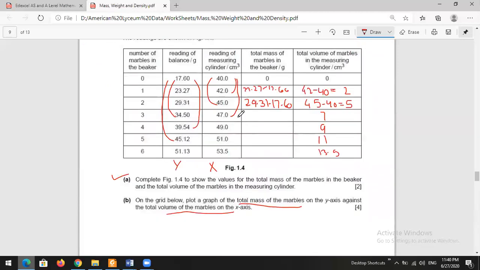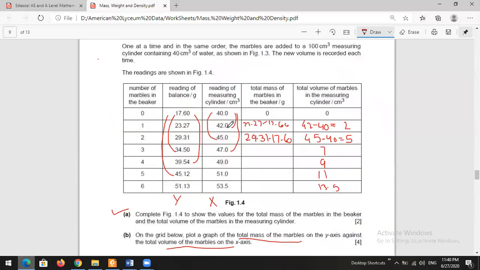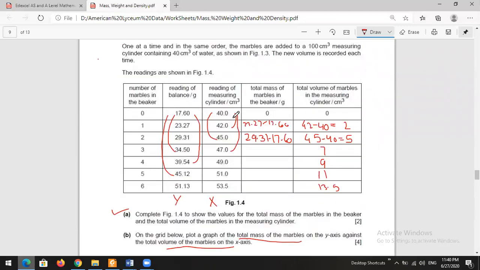Similarly along the y-axis the value starts from 17.51. Again you can choose 10 boxes or 5 boxes for 10. So to complete this data given, we will plot the points, like the reading on the measuring cylinder.